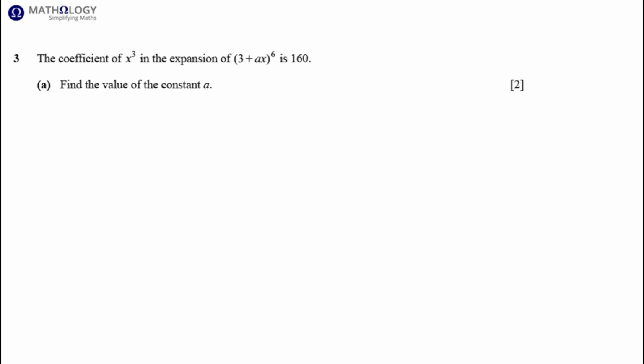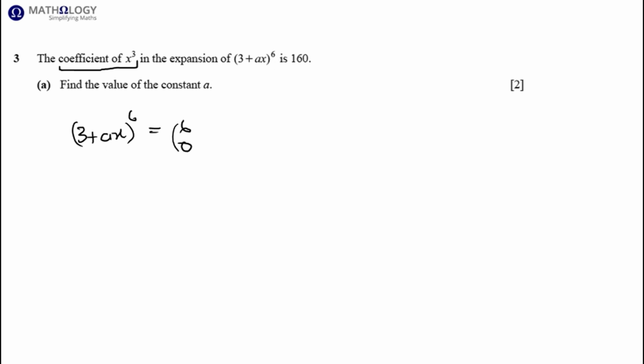Question 3. The coefficient of x cubed in the expansion of (3 plus ax) to the power of 6 is 160. Find the value of the constant a. Now, since we've been given information relating to the coefficient of x cubed, we are not going to expand this binomial completely, only as far as is necessary. So we're just going to write out the first few terms.